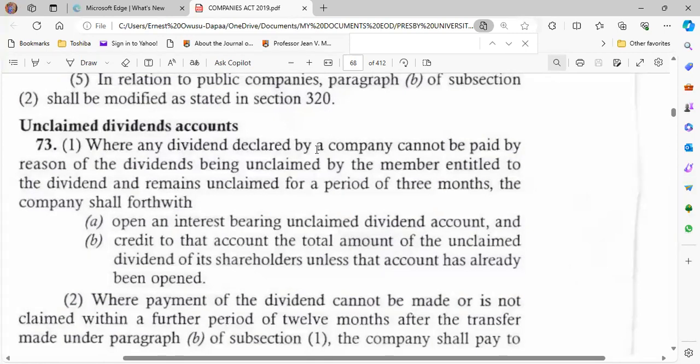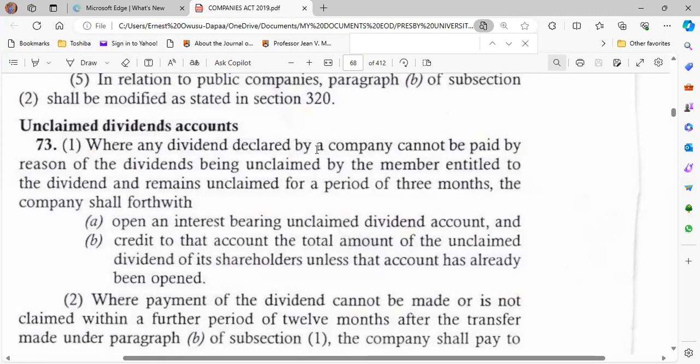So section 73 is to the effect that, 1, where any dividend declared by a company cannot be paid by reason of the dividends being unclaimed by the member entitled to the dividend and remains unclaimed for a period of 3 months, the company shall forthwith (a) open an interest-bearing unclaimed dividend account, and (b) credit to that account the total amount of unclaimed dividend of its shareholders, unless that account has already been opened.